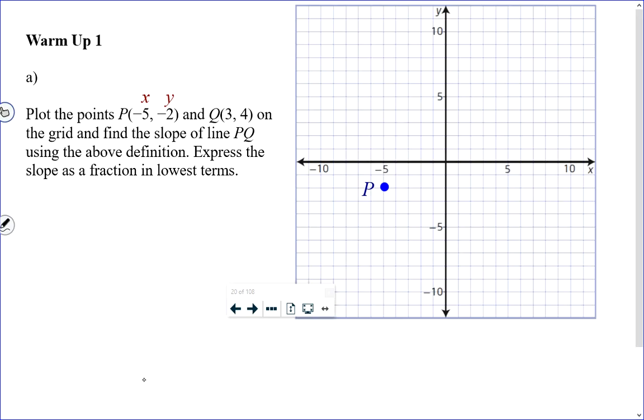All right, let's plot point Q. Point Q is at (3, 4). That means I go from the origin 3 to the right because the x-coordinate is +3, and I go 4 up. Again, the first number is x, the second number is y, and I can plot that point, and you can take a ruler and connect those 2 points.